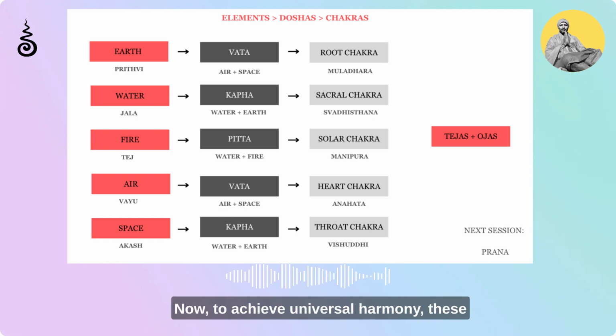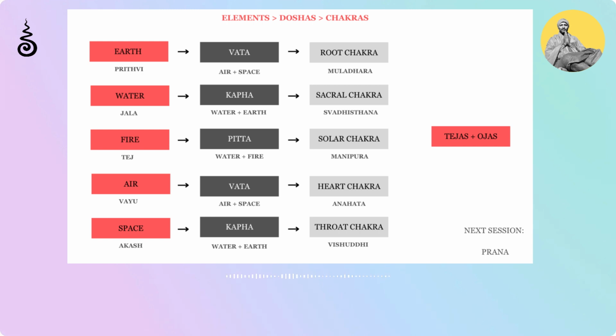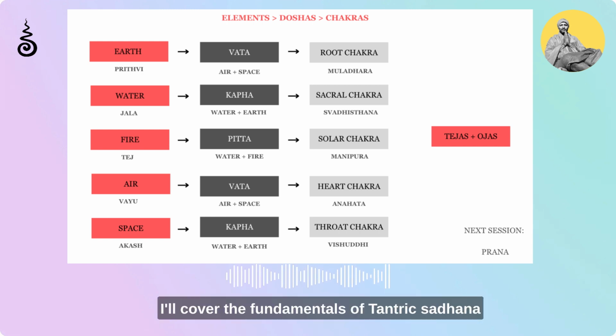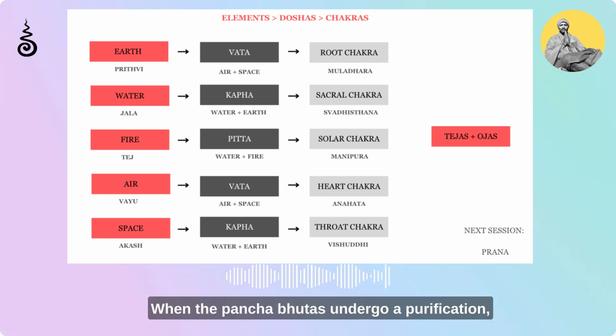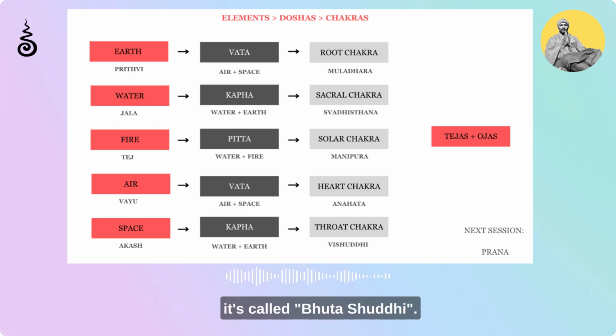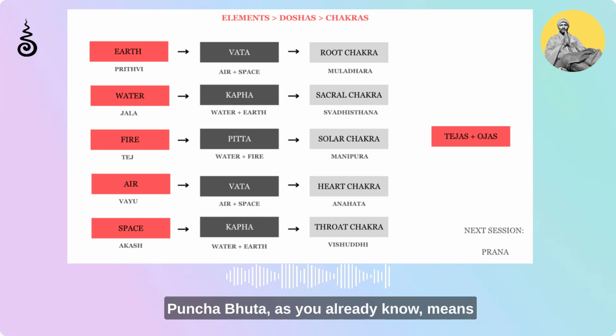Now, to achieve universal harmony, these 5 elements must be harmonized. It's from the Pancha Bhutas that the tantric ritual known as Pancha Makara evolves. I'll cover the fundamentals of tantric sadhana practices in another episode, but it would suffice to know the terms here. When the Pancha Bhutas undergo a purification, it's called Bhuta Shuddhi. Pancha Bhuta, as you already know, means 5 elements, and Shuddhi means purification.